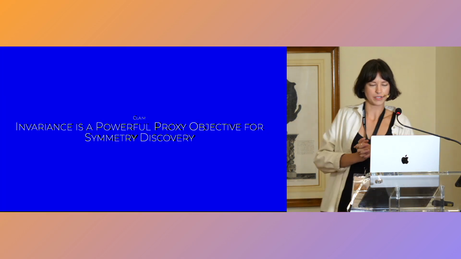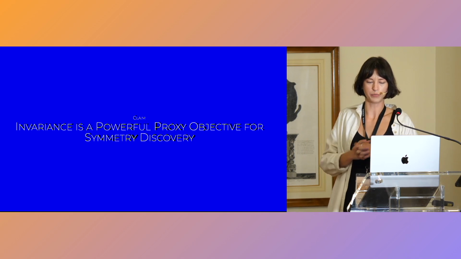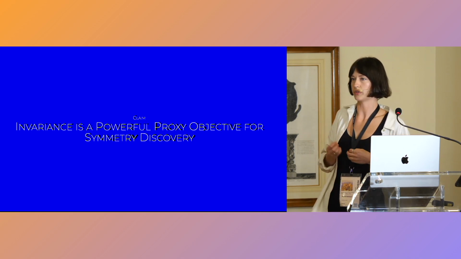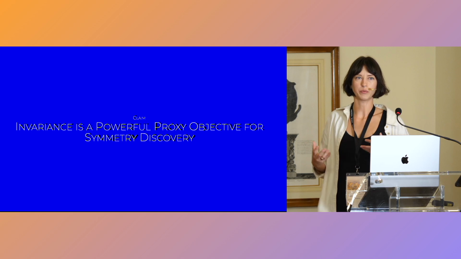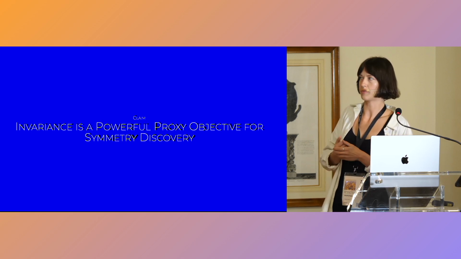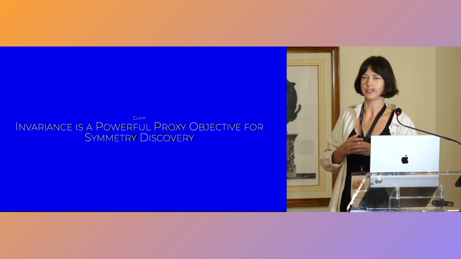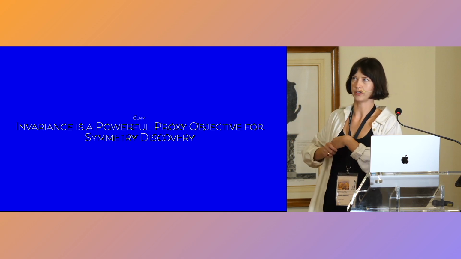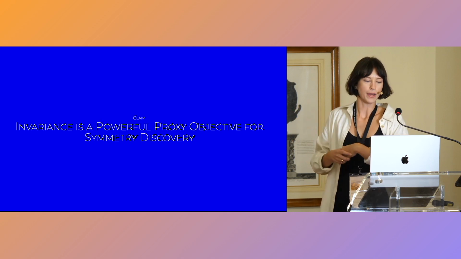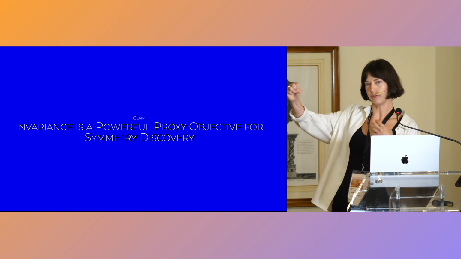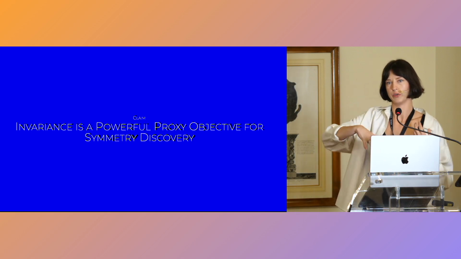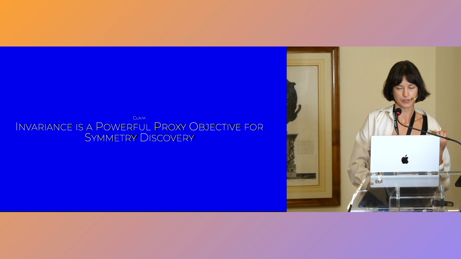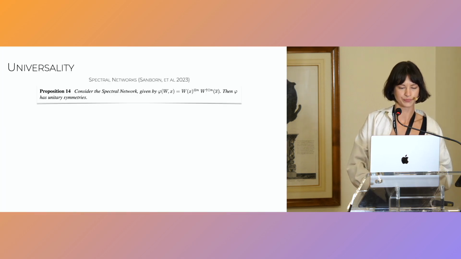So another claim is that invariance is really a powerful proxy objective for symmetry discovery. If you're interested in this group learning problem from more of a machine learning AI perspective, then the downstream invariance, which is commonly used in many different types of tasks in the context of contrastive learning, actually provides the constraints that you need in order to recover symmetries directly into the weights of your model.